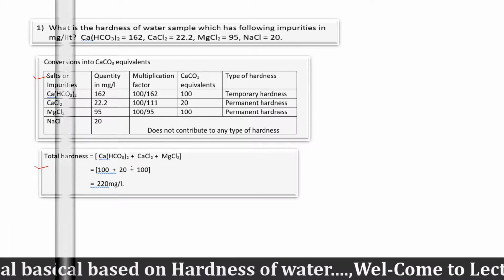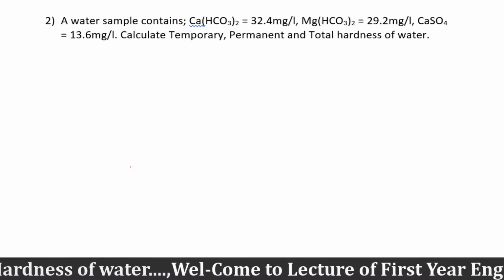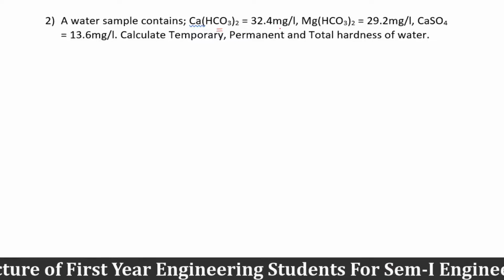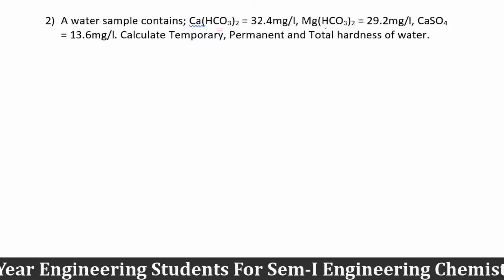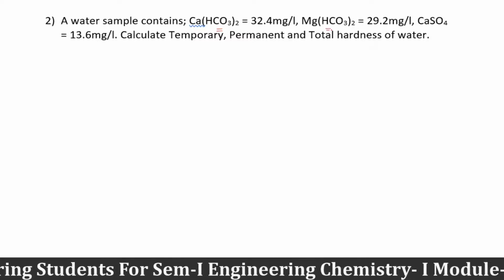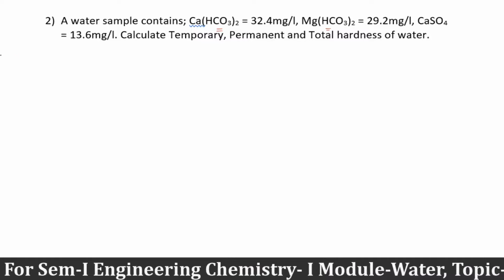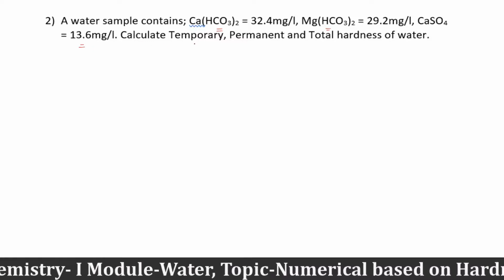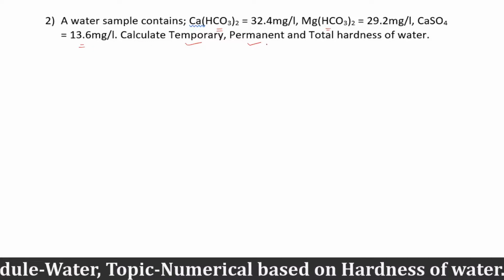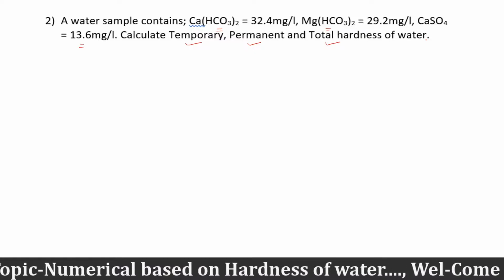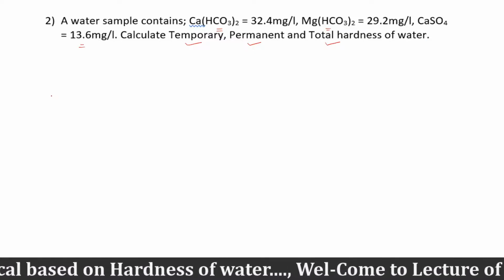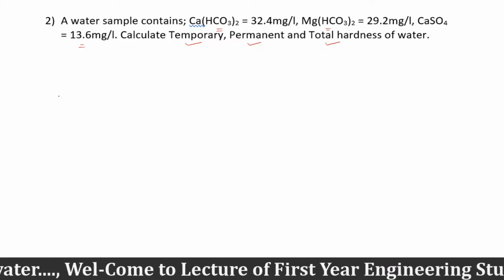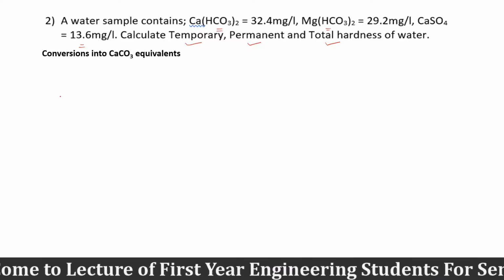Okay. Then next numerical: a water sample contains calcium bicarbonate 32.4 milligrams per liter, magnesium bicarbonate 29.2 milligrams per liter, and calcium sulfate, it is 13.6 milligrams per liter. Calculate temporary hardness, permanent hardness, and total hardness. Again, same steps we can follow for solving this numerical. The first is conversion into calcium carbonate equivalent.